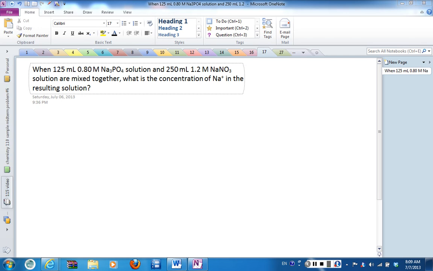And now, what do we want? We know the concentration of each individual solution, and we want the final mixture solution concentration of sodium ion. How much sodium ion are there? Of course, since we want sodium ion concentration, that concentration is moles of sodium over liters of total solution.